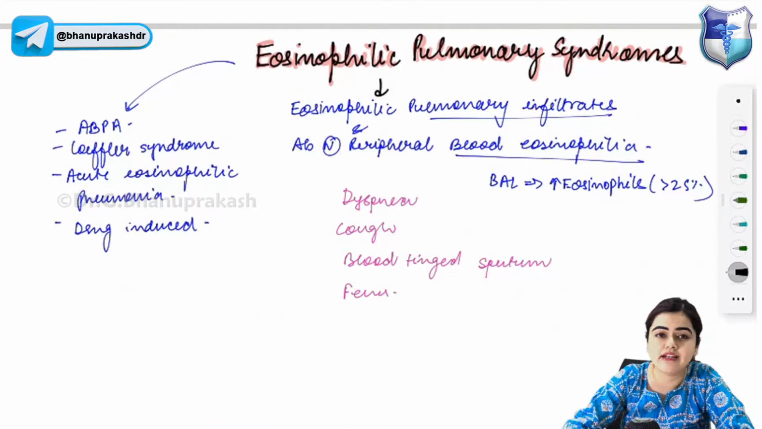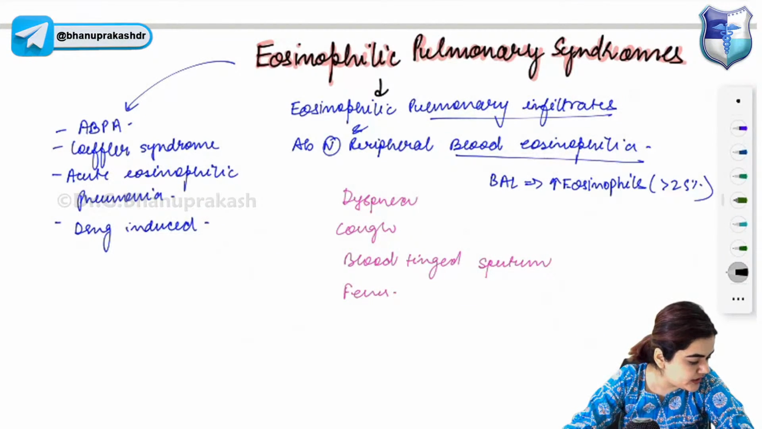Pneumoconiosis we have discussed. Now next topic is eosinophilic pulmonary.